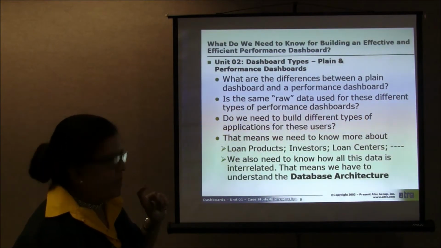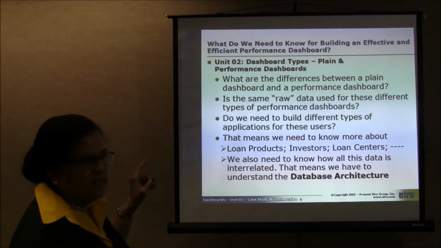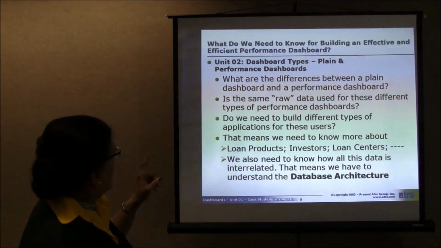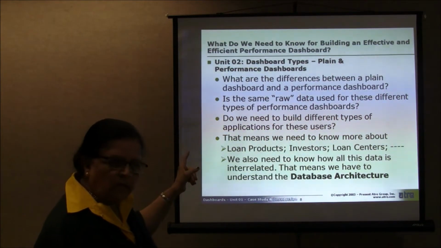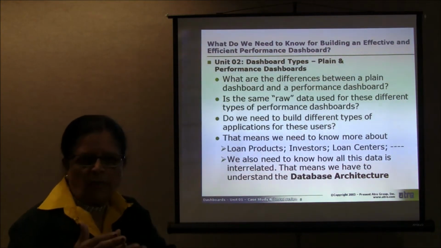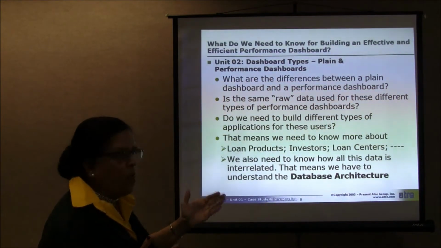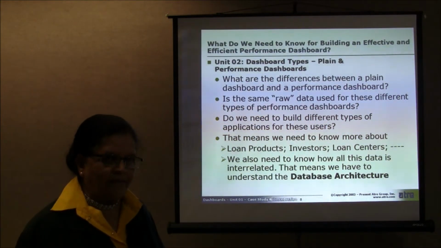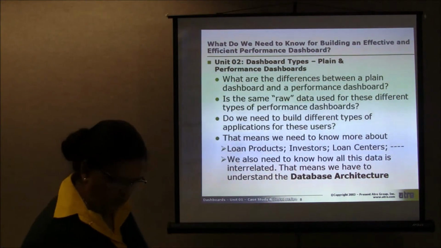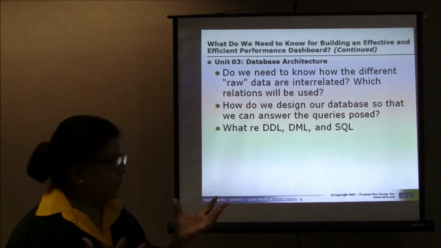So that's unit number 2: dashboard types, plain and performance dashboards. It's the same raw data used for these different types of dashboards, and with that we look at the differences between the plain dashboard and the performance dashboard in unit number 2. Of course, we need to know how all this data is interrelated, and for that we need to know about the database architecture, and that's our third unit.